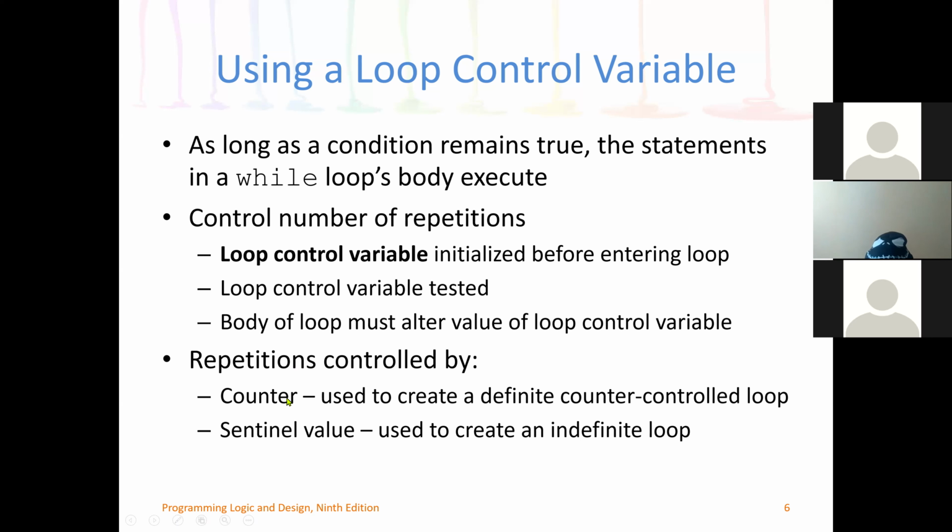So we already used the term counter. We said the repetition is controlled by a counter because we have a counter variable going from 1 to 2 to 3 each time we increment, or from 9 to 8 to 7 if we decrement. So the counter is used to create the definite counter control loop. Again, a counter control loop means we know how many times the loop will execute. Then, as we mentioned earlier, the sentinel value normally can be used to create an indefinite loop. This means if I don't enter the sentinel value, the loop will keep executing until I enter the sentinel value, then the loop will stop.